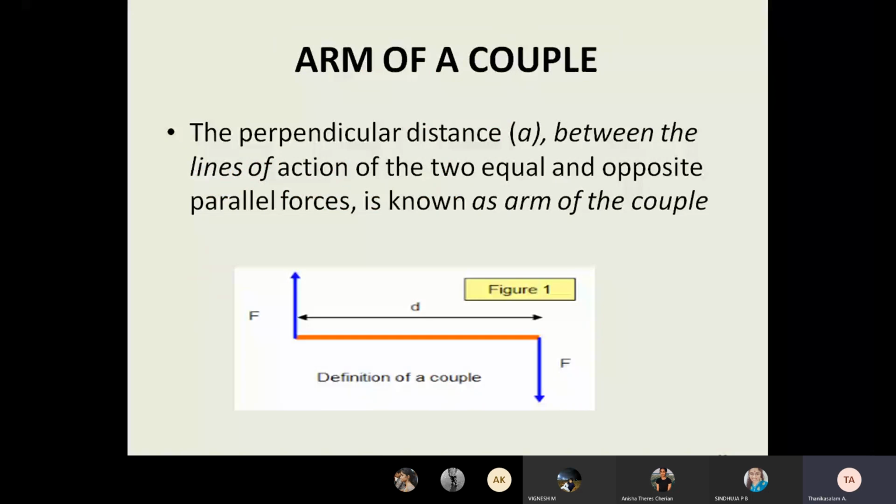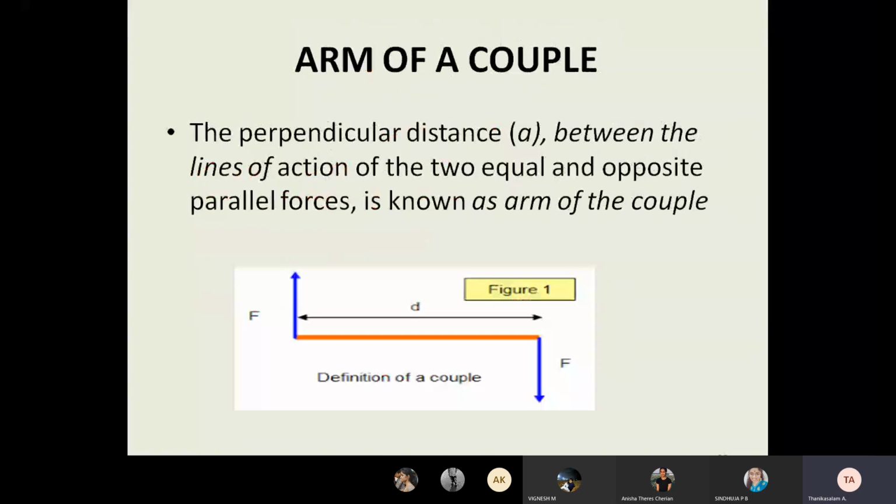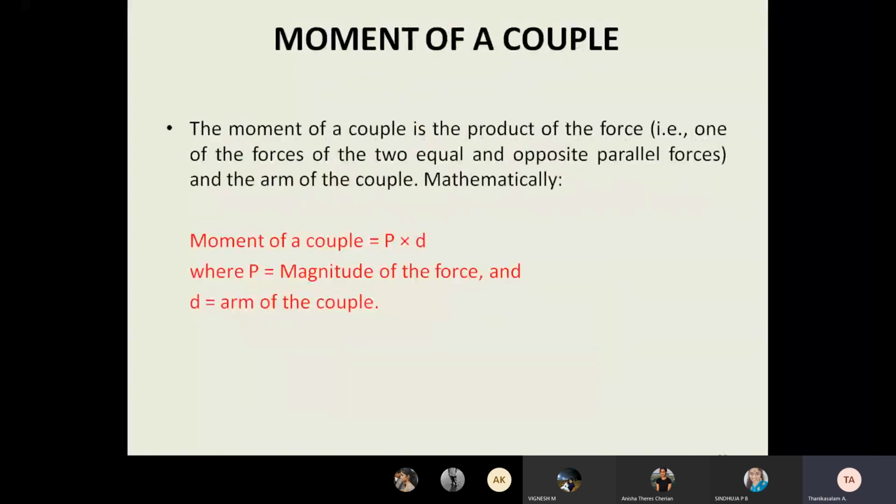We can represent force in terms of P or anything. Here I represent P or F; you can take it as P or F. Here I mentioned F, but here I wrote P. P also means force. So moment of a couple equals P into D. The moment of a couple is the product of the force and the arm of the couple.